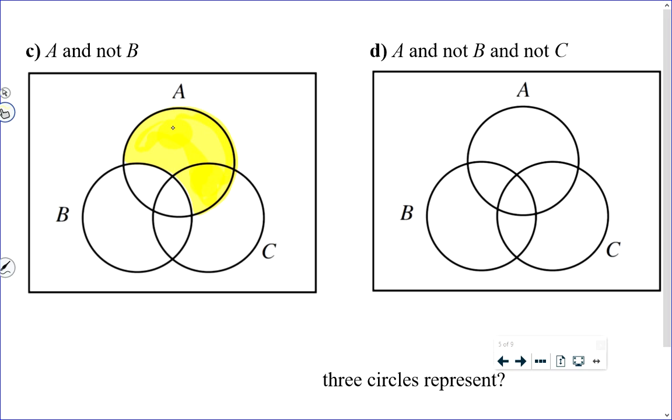What about A and not B and not C? Well, that would be this. In our previous example, that would be the students who watched only, I don't know the name of the movie, only set P. I can't remember the name.